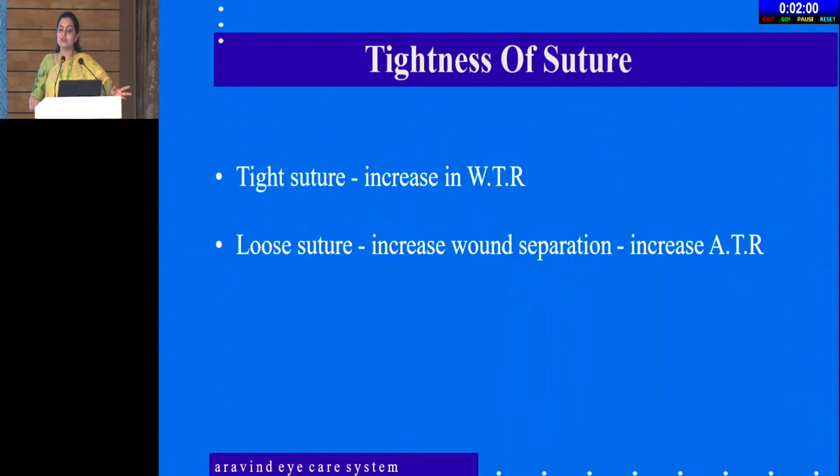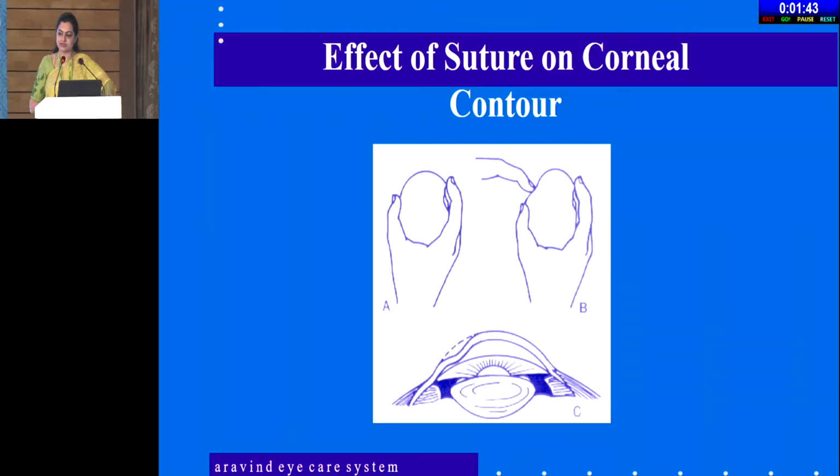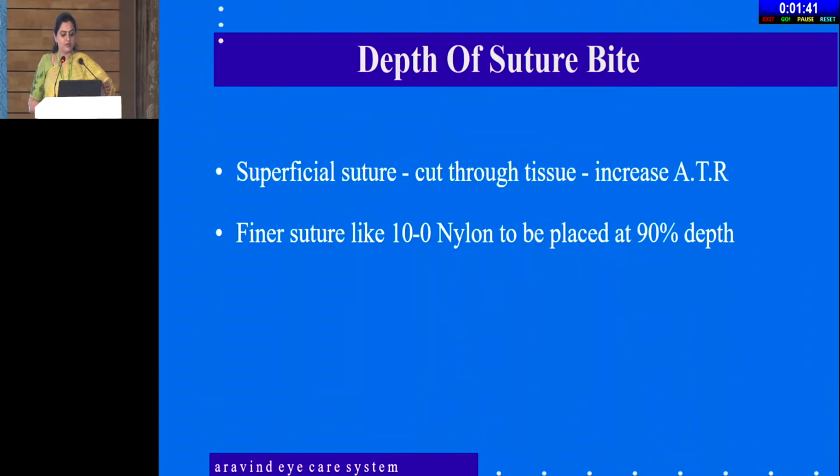So tight sutures, again, you will have with the rule astigmatism. Loose sutures are not going to be of any use, because they're not going to approximate your wound. So this is what will happen: if you have a tight suture here, then that place will be depressed, and that area will have some amount of astigmatism. Again, superficial sutures will cut through the tissue, and again, that's not going to be useful.